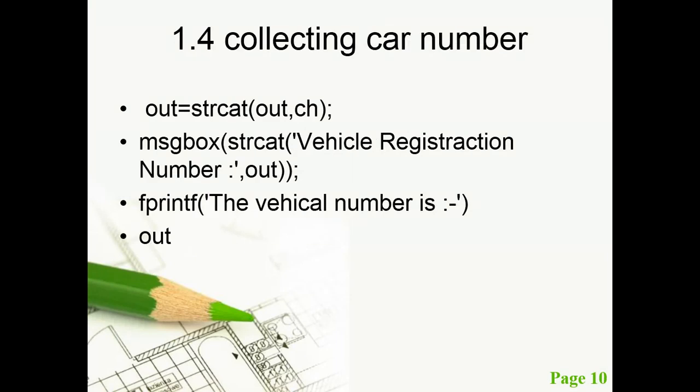So this is the final step, collecting the car number. This is the output where we convert the string to characters and show the output in terms of characters or numbers. And this is the message box. Then we print the vehicle number as output.